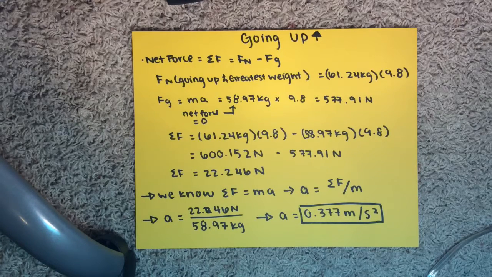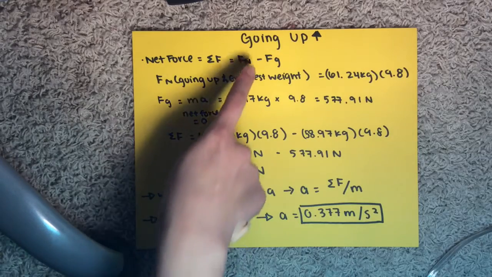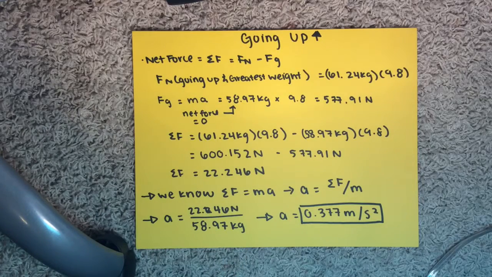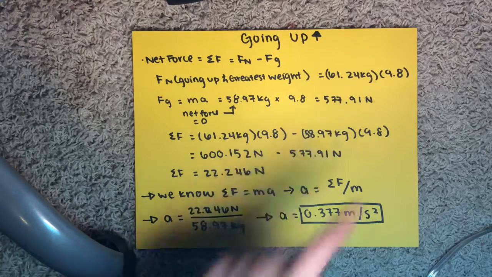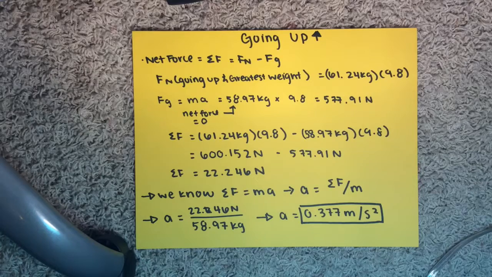So theoretically, we should have had the same acceleration when the subject went up, but let's prove this in our calculations. Again, we will be using one of the net force equations, in that the net force is equal to normal force minus the force of gravity. The greatest weight the subject reached was 61.24 kilograms. Now we need to find normal force, which is 9.8 times 61.24 kilograms, which gave us 600.125 newtons.